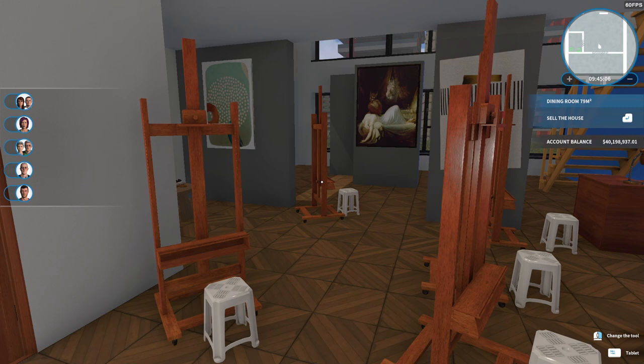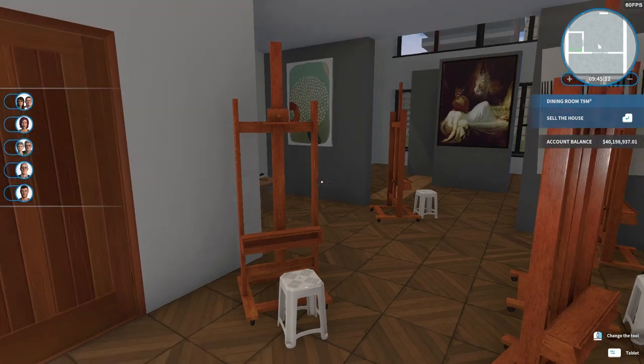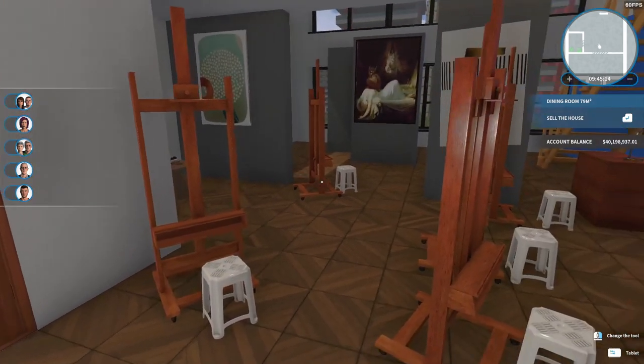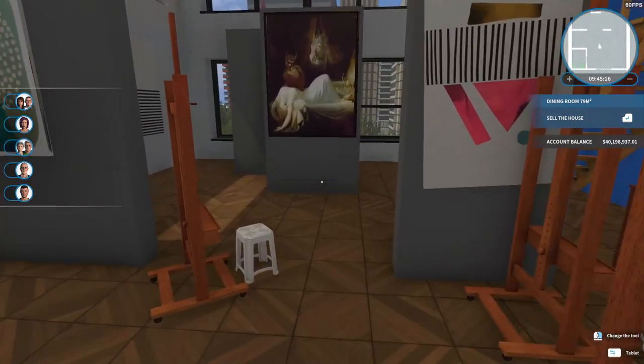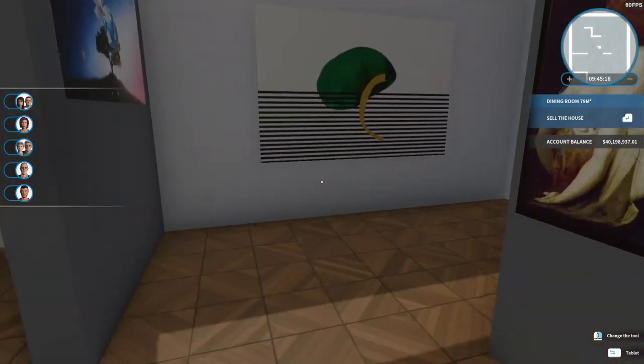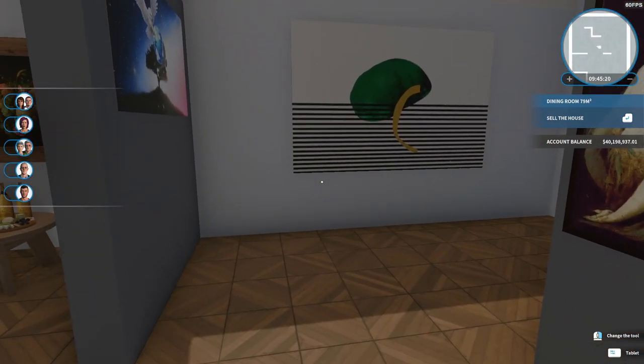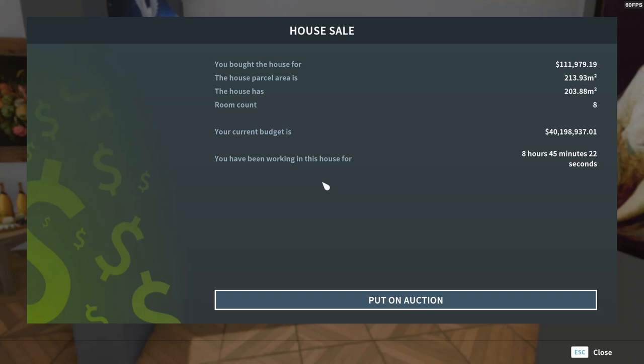The time has come, the walrus said. We are going to sell this property. And if you don't recognize the reference, that's from Alice Through the Looking Glass, The Walrus and the Carpenter. Anyhow, let's sell. Notice that we only get to put it on auction because obviously there's no garden in an apartment.